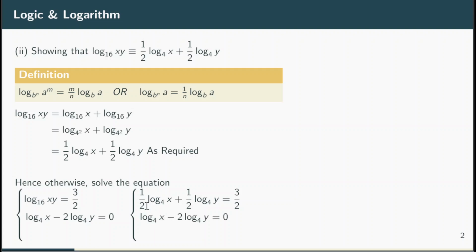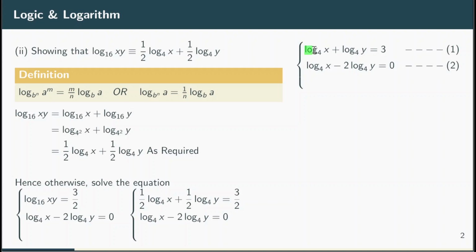So what I can do next is cancel out these denominators by multiplying each term by 2. So let me multiply each term by 2. This 2 cancels out, and I'm left with this very nice equation. I can call it equation 1, and equation 2 I'll just leave as it is.